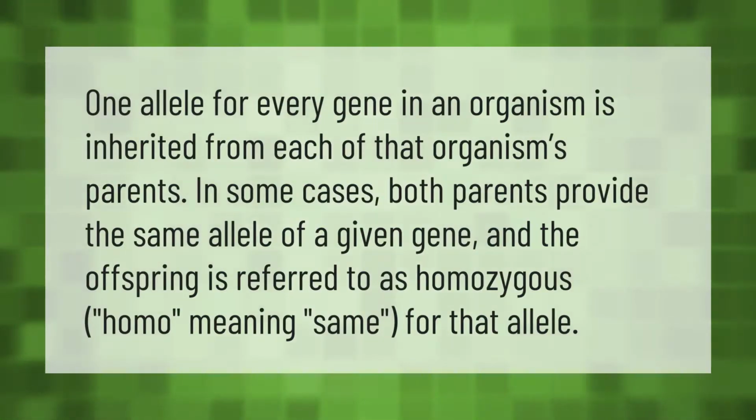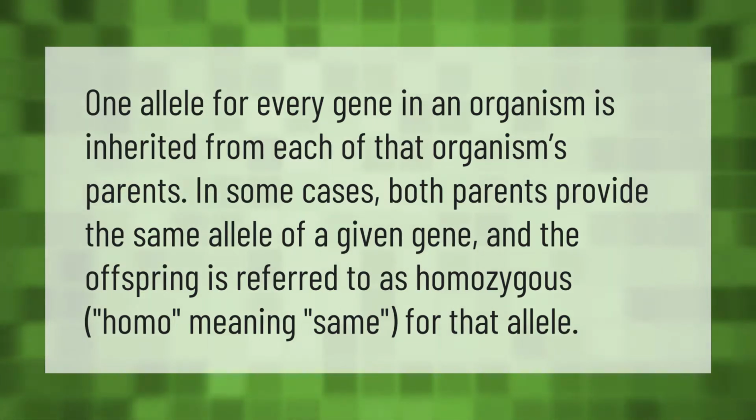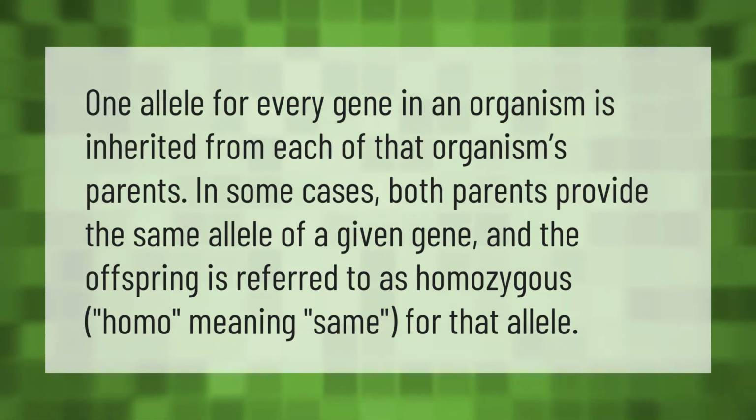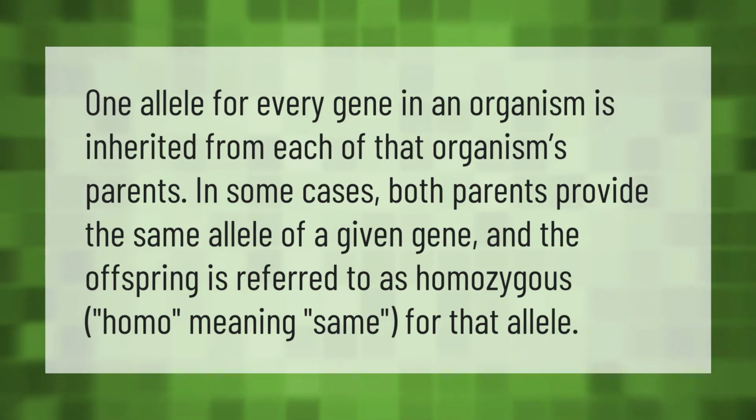One allele for every gene in an organism is inherited from each of that organism's parents. In some cases, both parents provide the same allele of a given gene, and the offspring is referred to as homozygous, homo meaning same, for that allele.